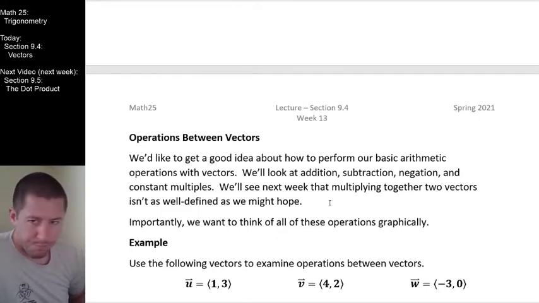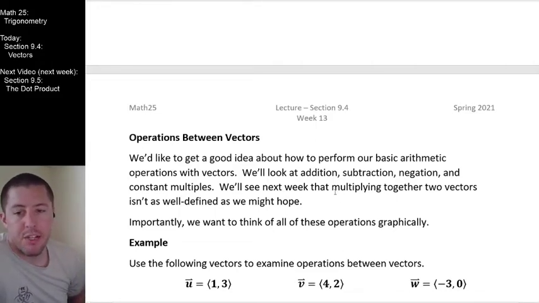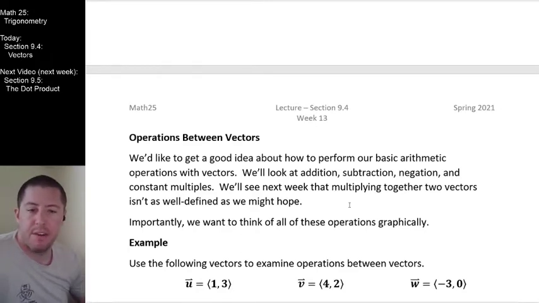or at least the dot product next week will get us to start to think about one of the types of multiplication that we could possibly do. There are actually several different multiplications that are defined for vectors and matrices here. Those are the things that we'll be talking about over the course of the next week. So we're just going to look at the basics here today. These four things: addition, subtraction, negation, and constant multiples of vectors.